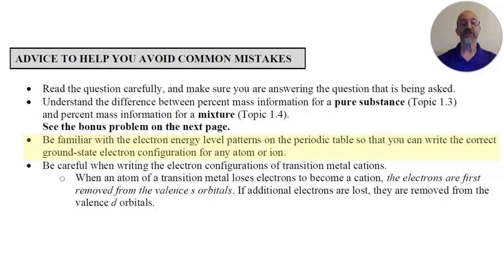Be familiar with the electron energy level patterns on the periodic table, such as 1s, 2s, 2p, and so forth, so that you can write the correct ground state electron configuration for any atom or ion. And then, as I had mentioned in this video for titanium as the example with 4s versus 3d, when an atom of a transition metal loses electrons to become a cation, the electrons are first removed from the valence s orbitals, and if additional electrons are lost, they are removed from the valence d orbitals.